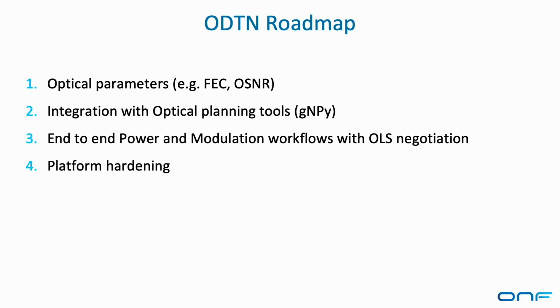So on the ODTN roadmap, we want to achieve tuning and observation of other optical parameters, such as the FAC and OSNR. We want to achieve an integration with an optical planning tool, such as GNPy from the Telecom Infra Project, and also achieve an end-to-end power modulation workflow by negotiating these parameters end-to-end from the transponders to the power of the line system. And also we want to have platform hardening.